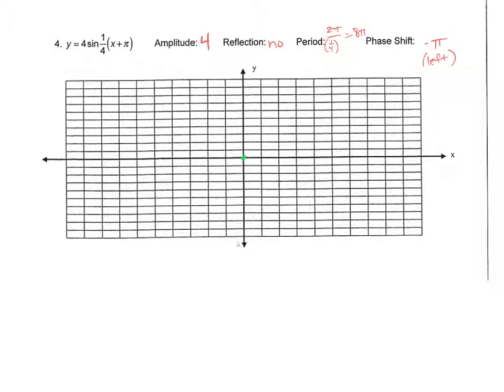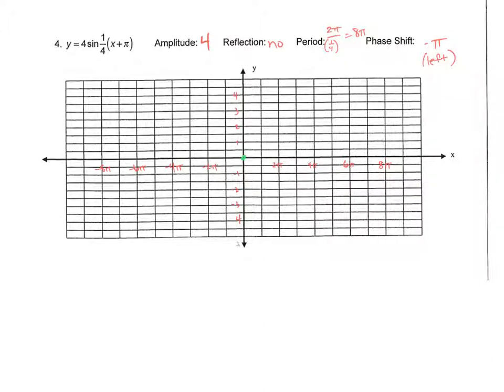So let's count, let's make every box pi, so every other one we can label. So 8 pi is here. And then our amplitude, normally it would be 1, but now I have 4, so I need to fit 4 vertically, so we'll go 1, 2, 3, 4, and negative 1.